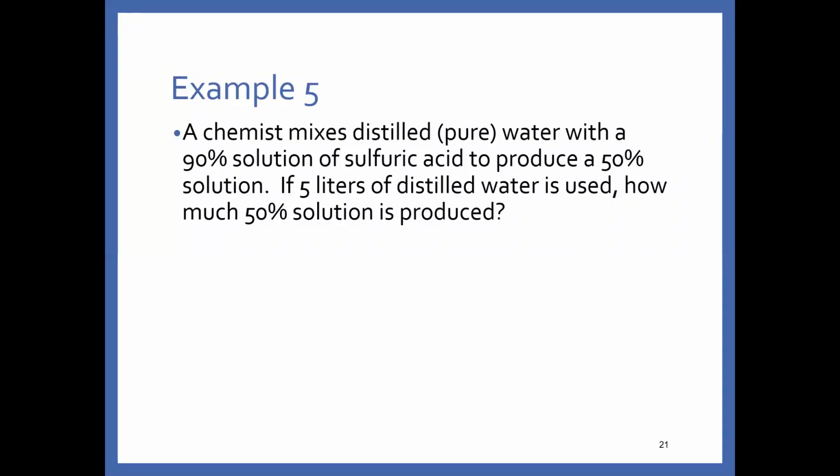Hello. Once again, we're going to attempt to solve a word problem using some algebra equations. When we take a look at the word problem, it tells us a chemist mixes distilled or pure water with a 90% solution of sulfuric acid to produce a 50% solution. If 5 liters of distilled water is used, how much 50% solution is produced?